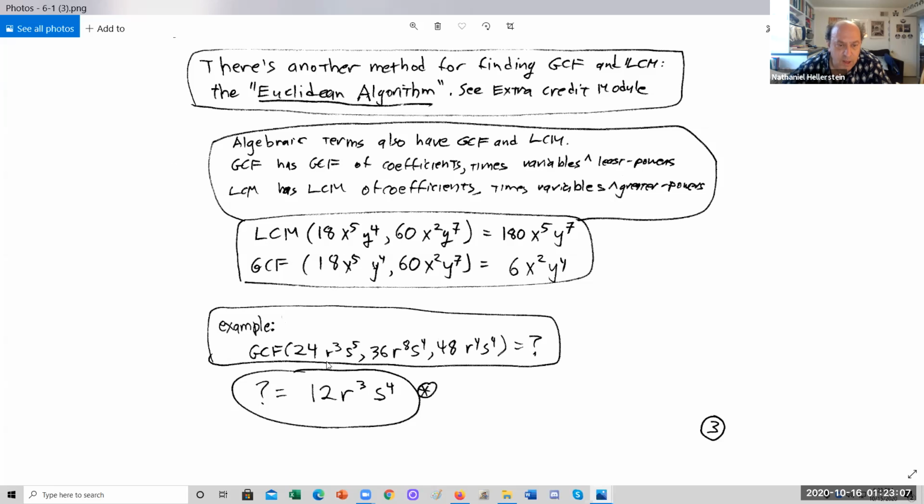Or here's three terms. Greatest common factor of 24 r cubed s to the 5th, 36 r to the 8th s to the 4th, and 48 r to the 4th s to the 4th. Okay, 24, 36, and 48. 12 goes into all of them, and no greater number does, so we put a 12 there. R to the 3, R to the 8, R to the 4: 3 is the least power, R to the 3rd. S to the 5, S to the 4, S to the 4: 4 is the least power, so S to the 4th. So 12 r to the 3rd s to the 4th.